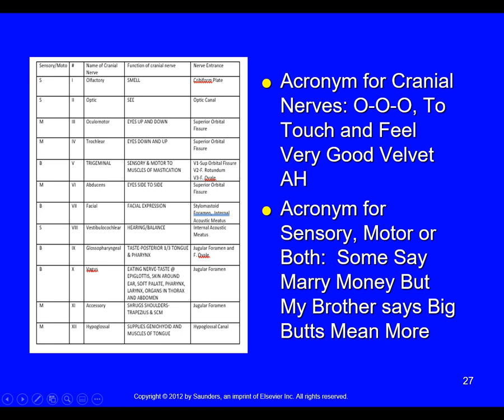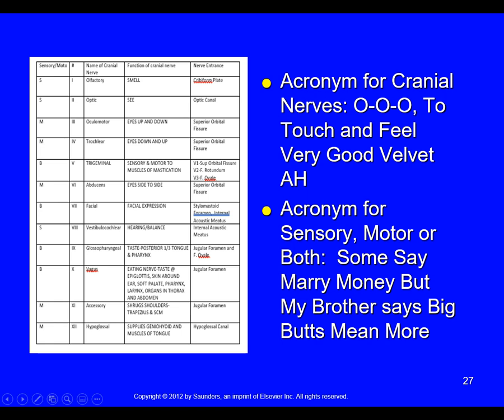and motor to the muscles of mastication. We have 3 different branches of the trigeminal. V1, our optic area, goes through the superior orbital fissure. V2 goes through the foramen rotundum, and V3 goes through the foramen ovale.